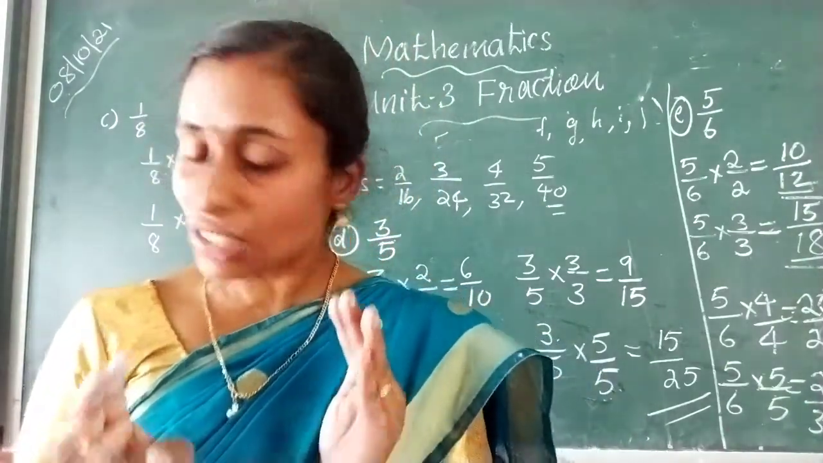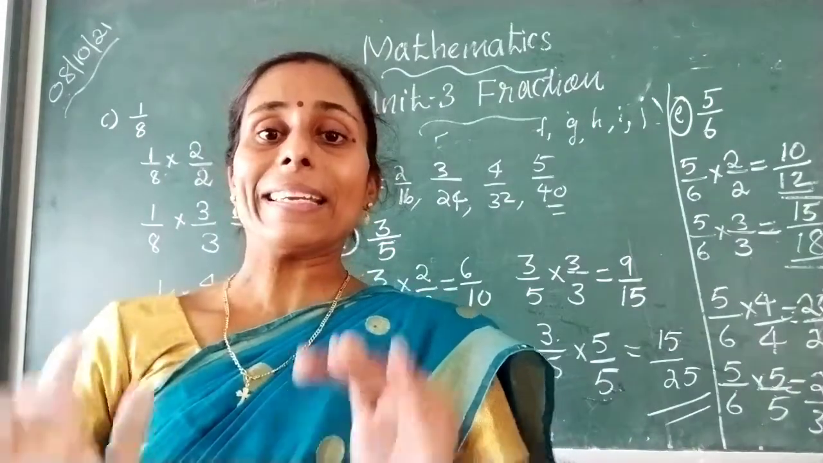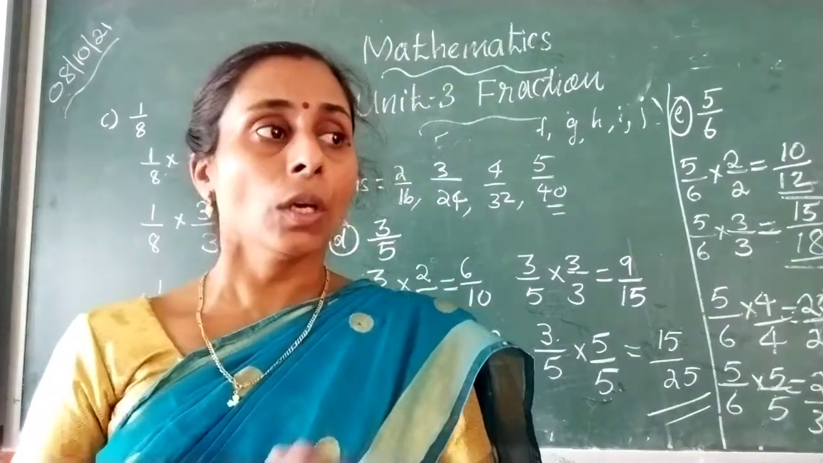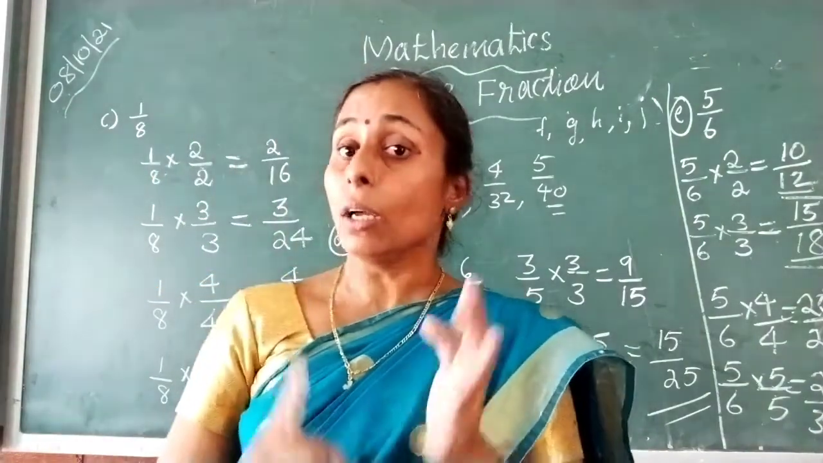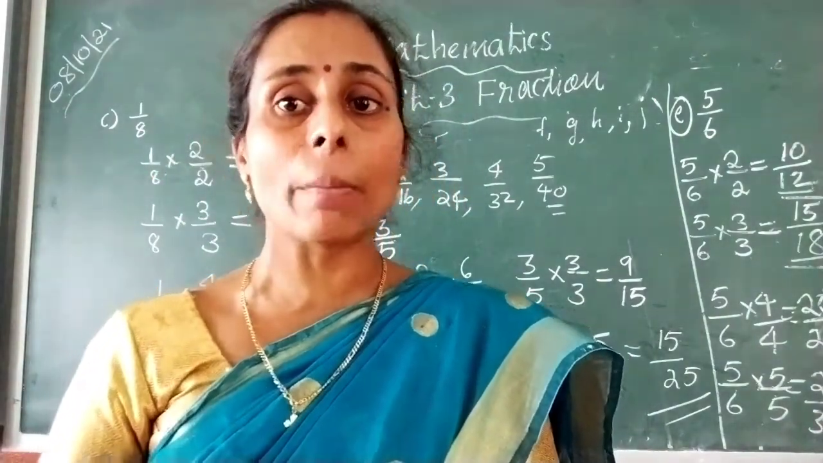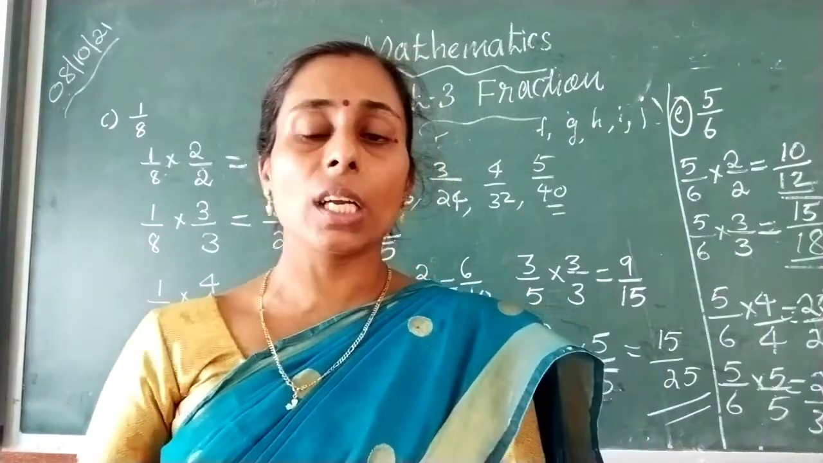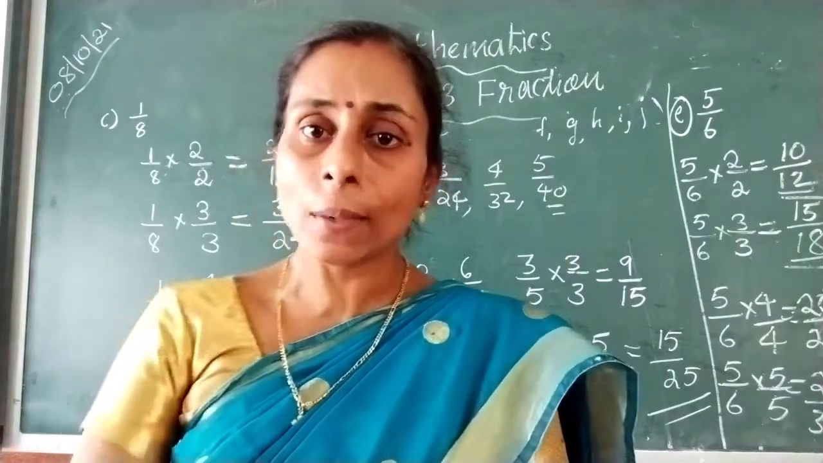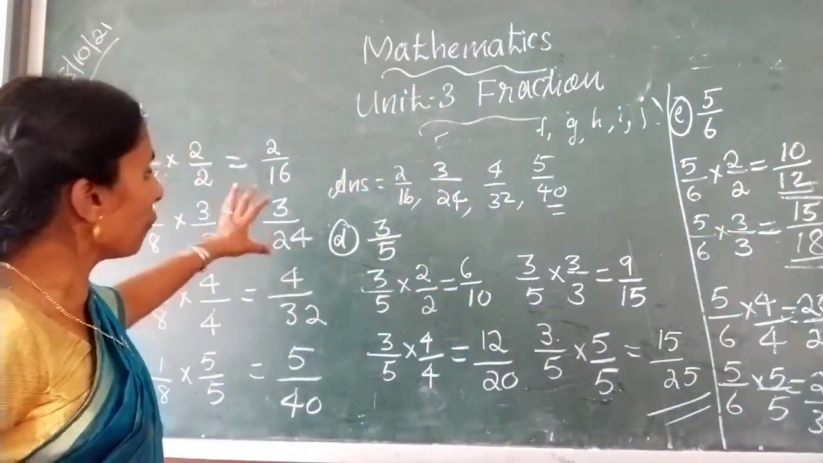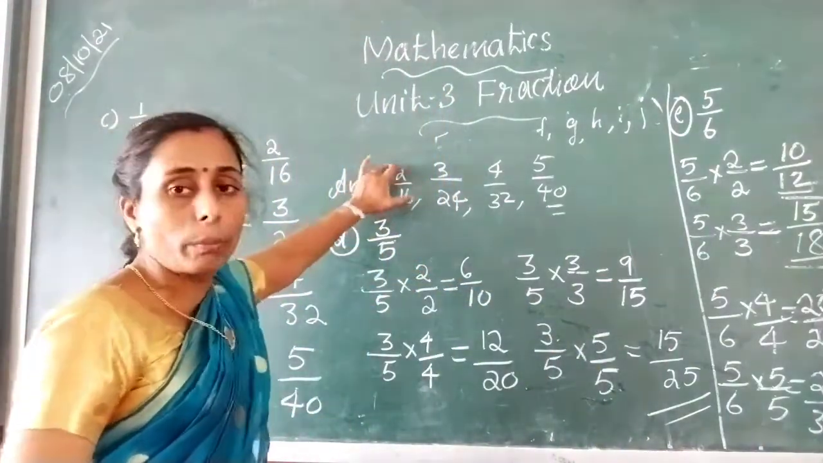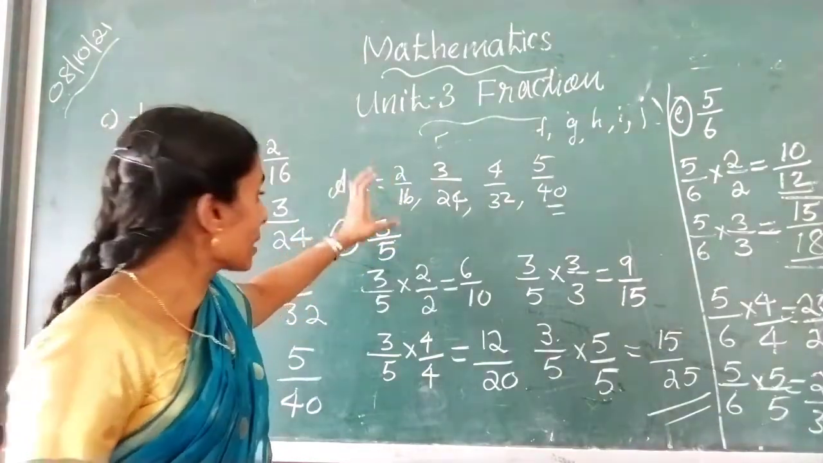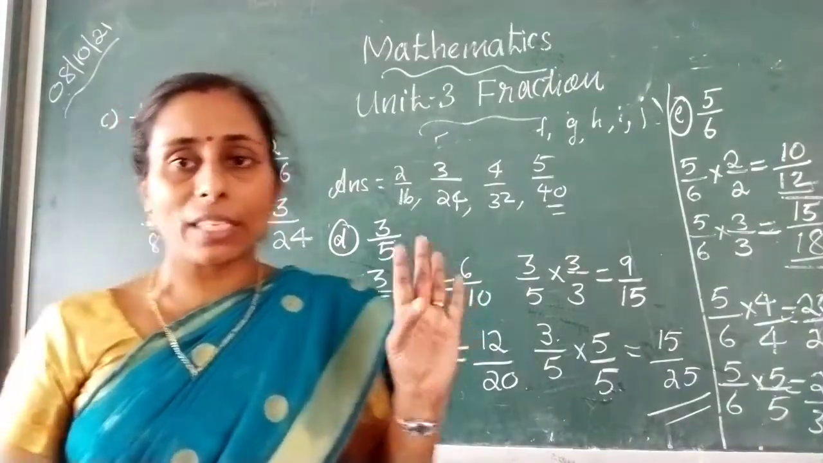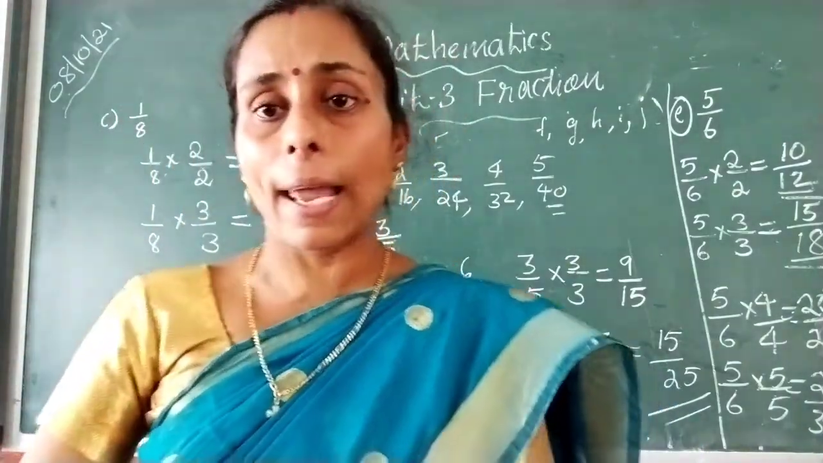In our exercise we have got a question: find the next 4 equivalent fractions of the given fraction. So we have to multiply both numerator and denominator by 2, 3, 4 and 5. We get the next 4 equivalent fractions. Then don't forget, when we are writing numerator and denominator, they must be separated by a line.